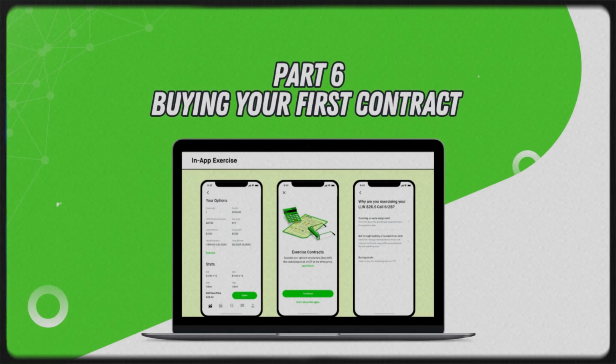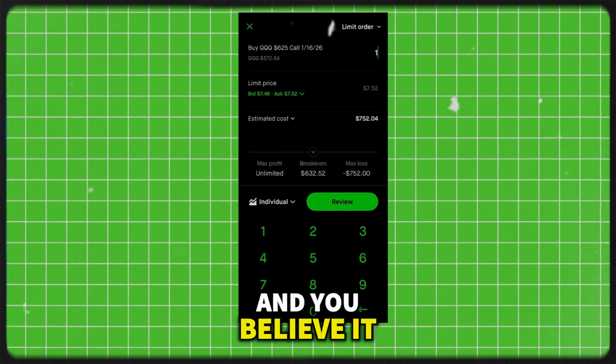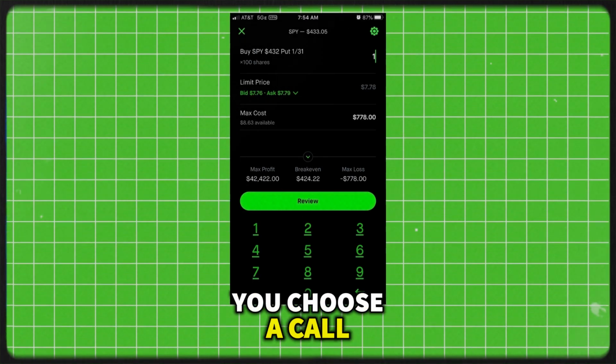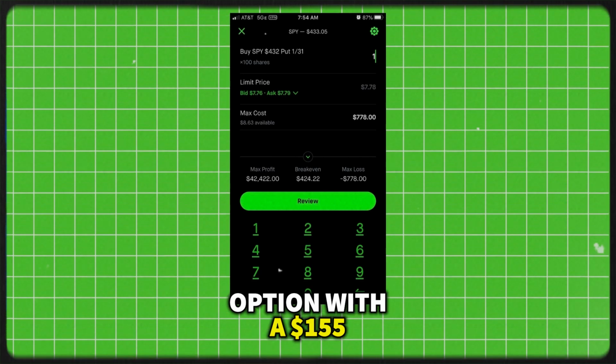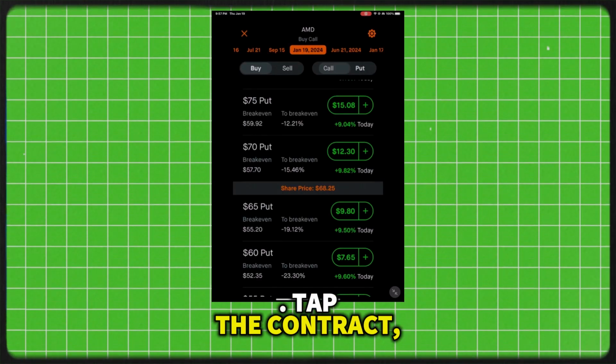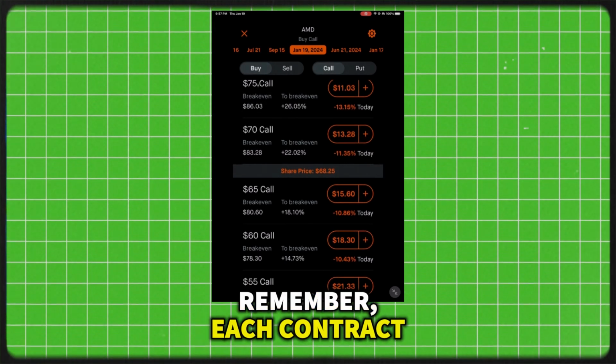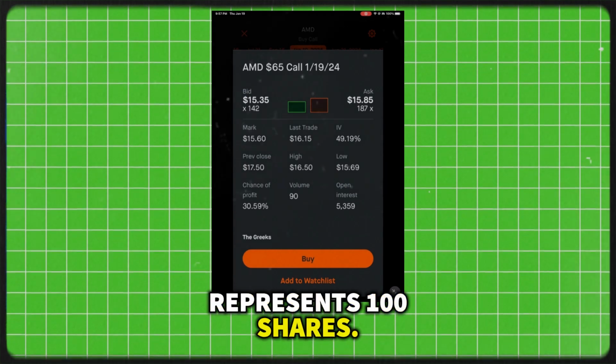Part 6. Buying your first contract. Let's say Apple is trading at $150 and you believe it will rise. You choose a call option with a $155 strike expiring in 1 month. Tap the contract, hit buy, then select one contract. Remember, each contract represents 100 shares.